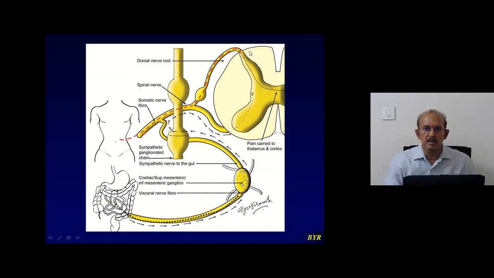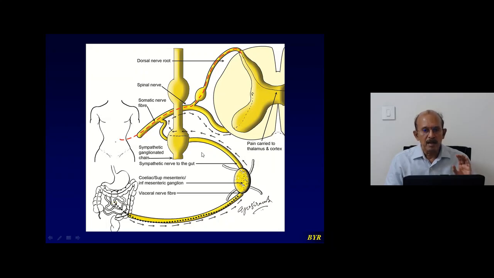For example, suppose this is the 7th segment. It gives off the nerve, sympathetic fibers. Through this anterior trunk, the sympathetic fibers come, and they synapse here and fibers come out. Like that from 7, 8 and 9, the nerve fibers come out and form a nerve called the greater splanchnic nerve.